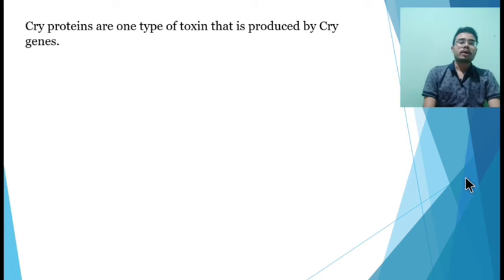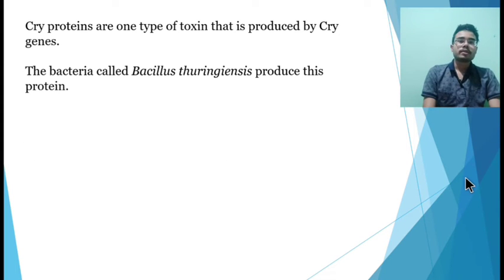Cryoproteins are mainly one type of toxin that is produced by cry genes. Cry genes may be of many types like Cry1Ac, Cry1Ab, Cry2Ab, etc. These cryoproteins are produced by Bacillus thuringiensis bacteria that I have told about earlier.